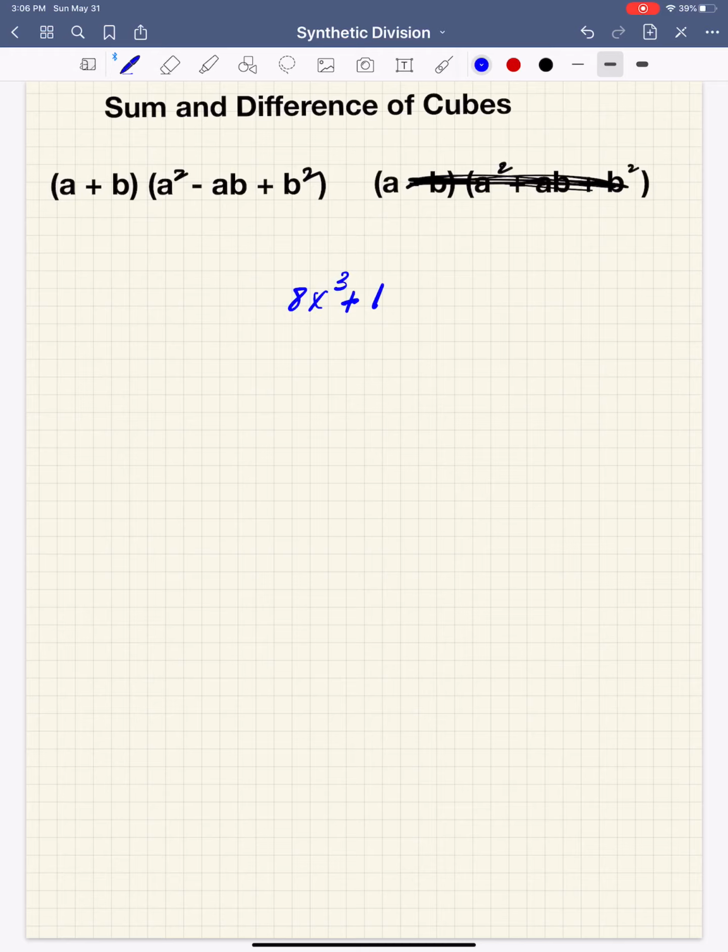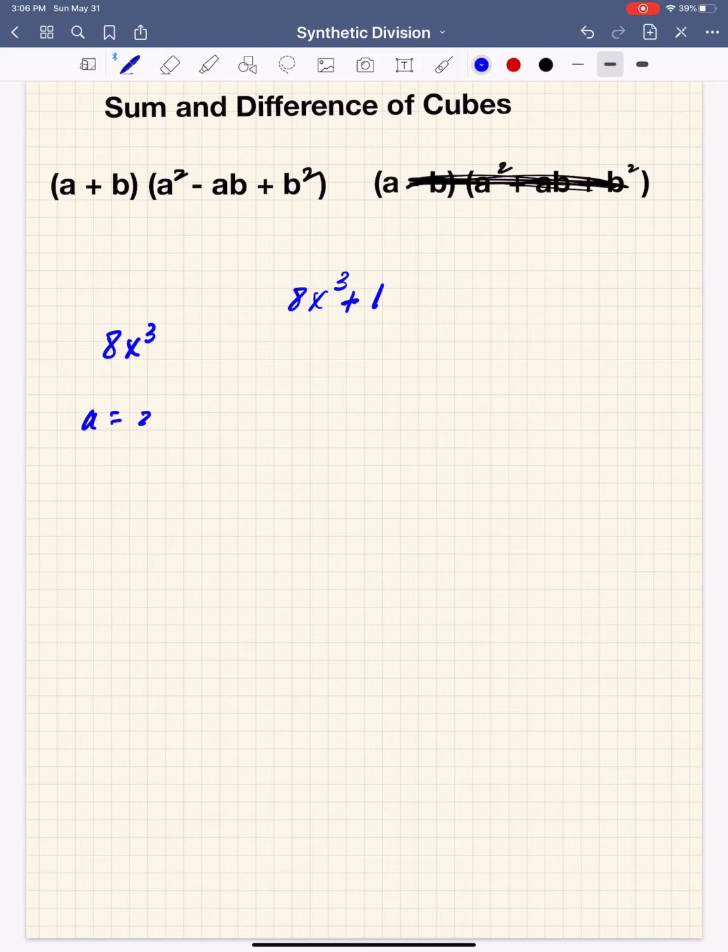The things that we've been looking at have just been like when a coefficient's been 1 out front. So like x to the third plus 1, or x to the third minus 27, things like that. So now we have an 8 out in front, and so let's look at that. You're going to do the same exact thing. You're going to find the a value of 8x to the third.